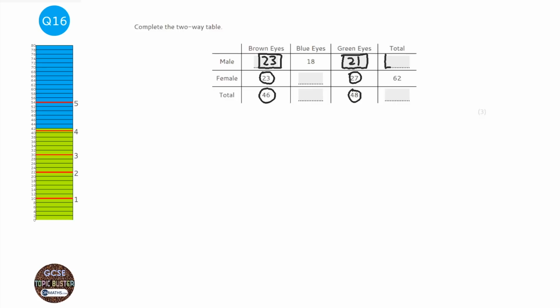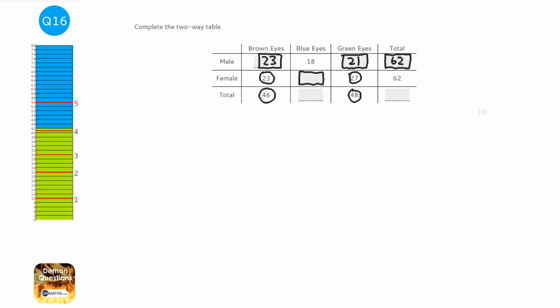Now if we have a look at this one, we have 23 males with brown eyes, 18 males with blue eyes, and 21 males with green eyes. And we assume that there weren't any others because they're not in the table. So we add those together and that gives us 62 in total. And let's have a look at this one maybe. So we've got 62 females altogether, and we've got 27 of them have green eyes and 23 of them have brown eyes.